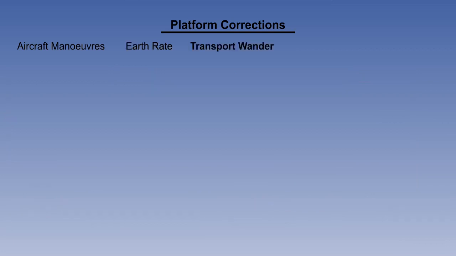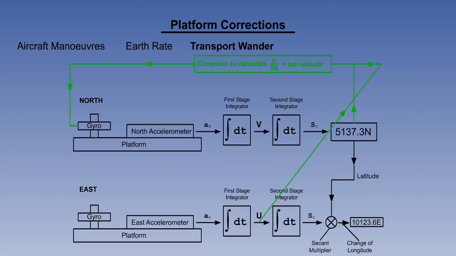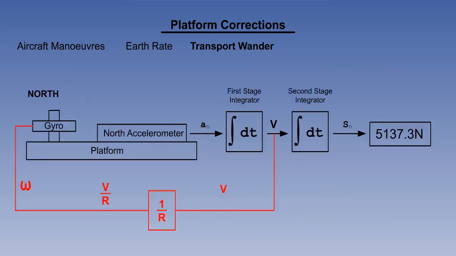There is transport wander. The horizontal component is corrected by continuously computing u over 60 tan latitude and feeding it back to the platform. And the vertical component is corrected by the v over r and the u over r feedback loops, otherwise known as Schuler tuning.